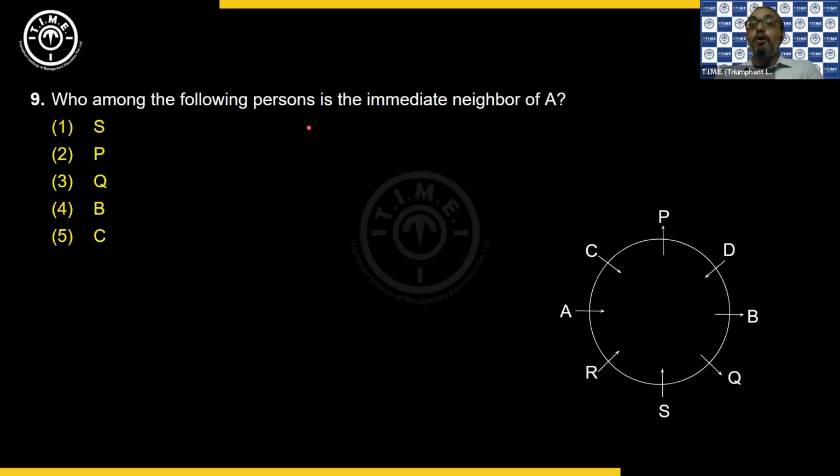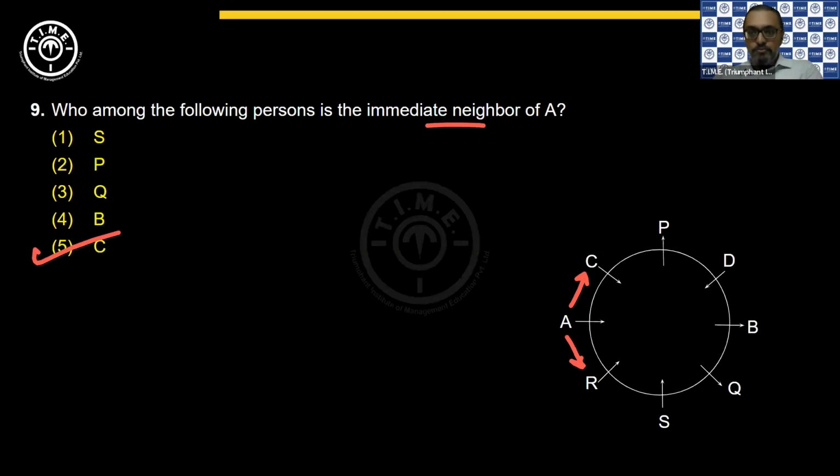Then who among the following persons is immediate neighbor of A? So these are the two people who are immediate neighbors of A. Correct. R is not there. So it has to be fifth option. That is correct. C. Very good.